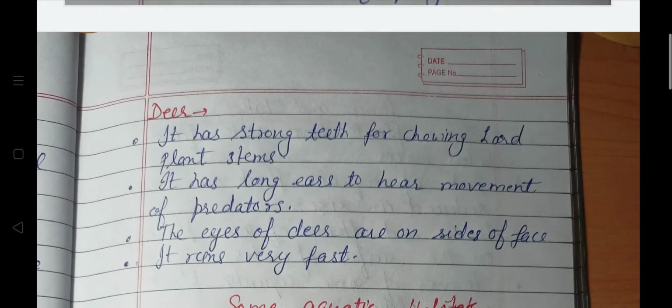Deer. It has strong teeth for chewing hard plant stems. It has long ears to hear movement of the predators. The eyes of the deer are on the sides of the face and it runs very fast.